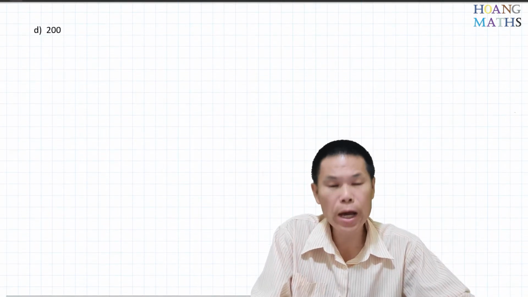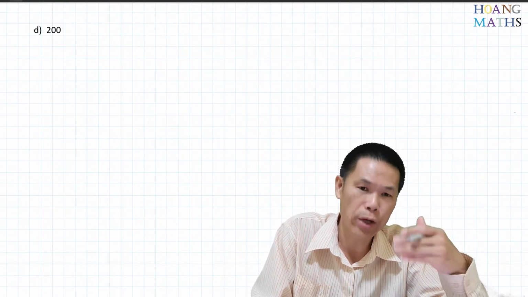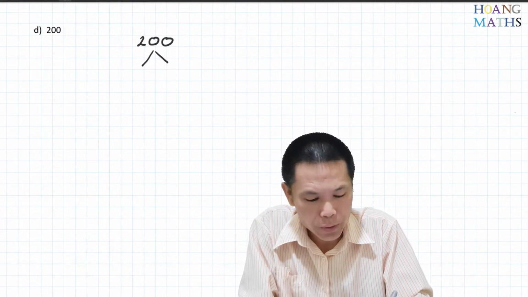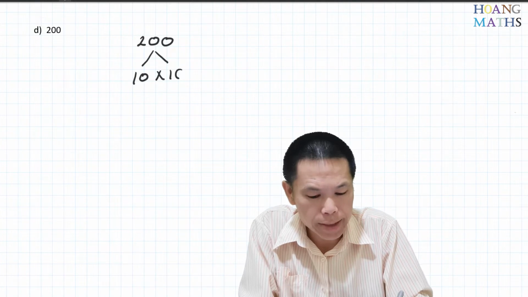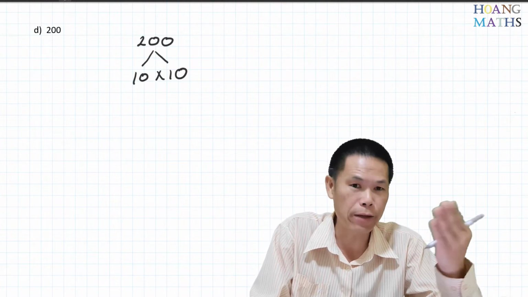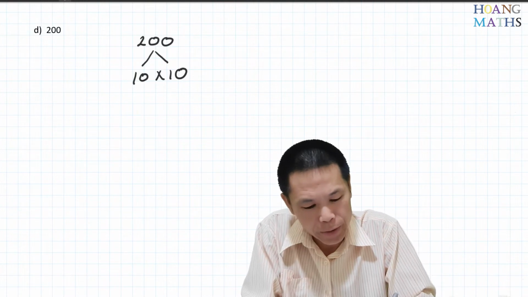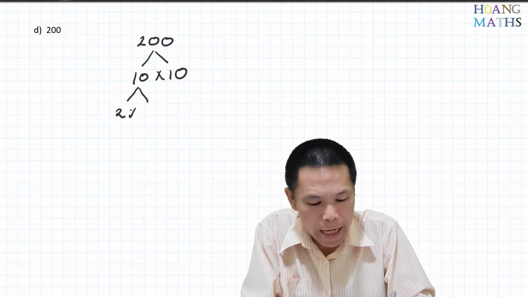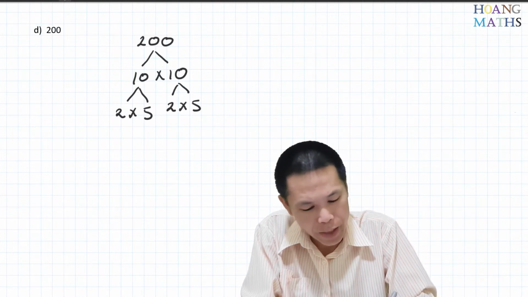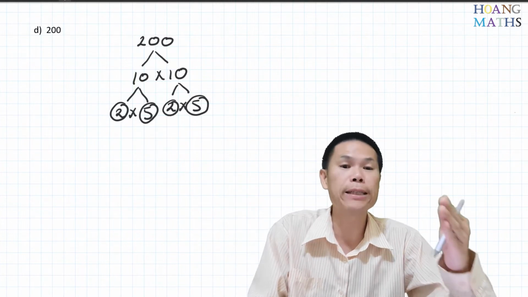Next one, 200. So 200 is equal to 10 times 10, or 5 times 40. So I just write 200 is equal to 10 times 10. Of course, you can write 2 times 100, nothing wrong with that. I just break it evenly and have more space to write, that's all. No particular reason. So 10 is 2 times 5, and 10 is again 2 times 5. And this 2 is a prime, 5 is a prime, 2 is a prime, 5 is a prime. So that's it, I'm done.